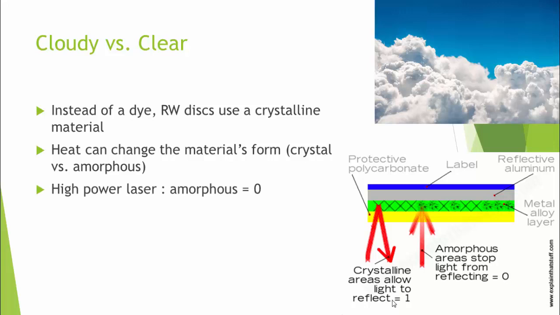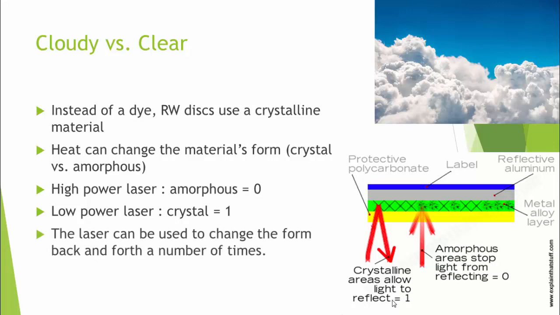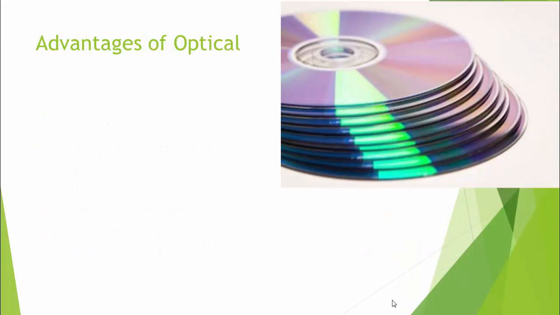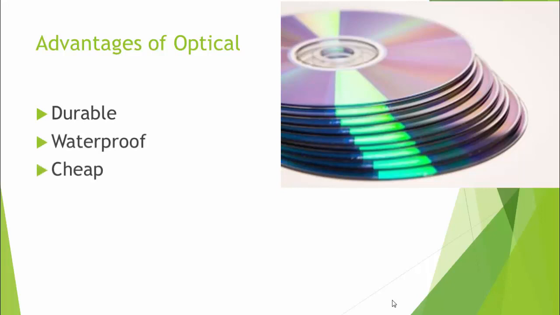And the good news is that process is reversible. So we can take the high-power laser and make the crystal amorphous. We can take a low-power laser and allow it to go back to crystalline form. And that disk will support this exercise multiple times over. So we can rewrite that optical disk. Now, what are the advantages of optical? They're extremely durable, they're waterproof, and they're cheap. So these are fantastic attributes for these disks. And of course, we can make them write protected if we want to.